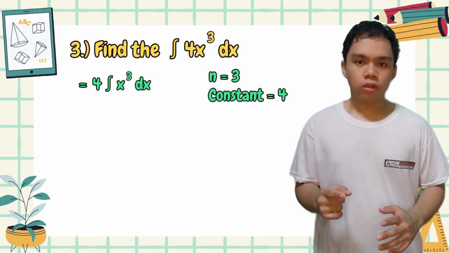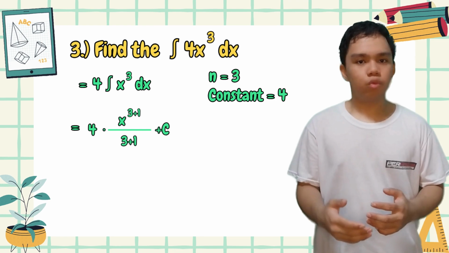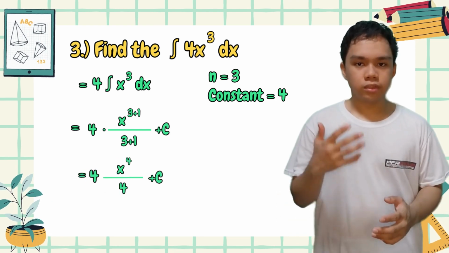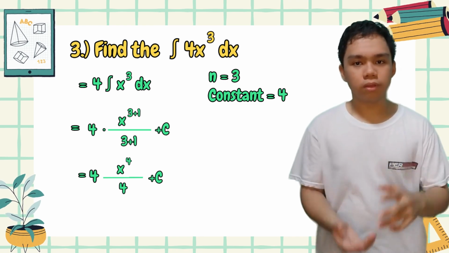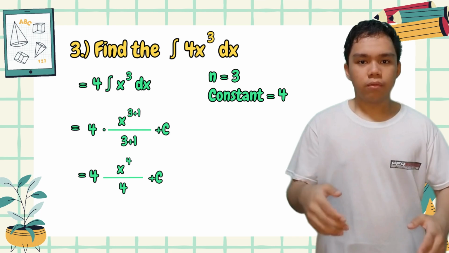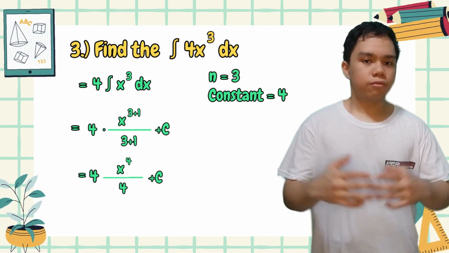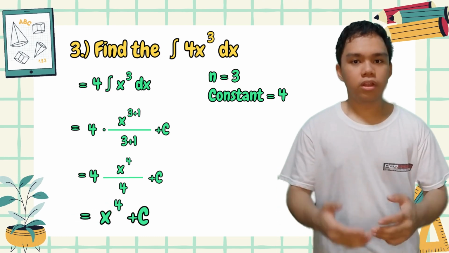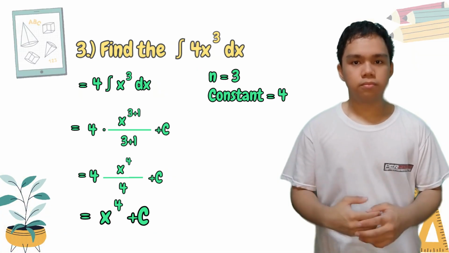Following the power rule, x raised to 3 would become x raised to 3 plus 1 over 3 plus 1, which would result to x raised to 4 over 4. Now, you can multiply the constant multiplier back, which would result to 4x raised to 4 over 4. And finally, simplifying, we would get an antiderivative of x raised to 4 plus c.